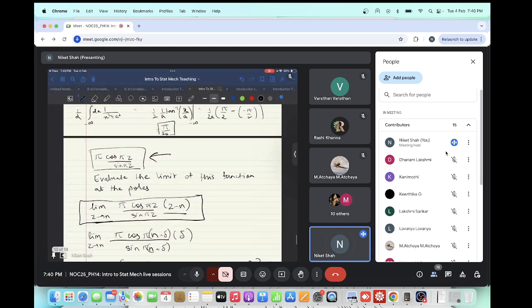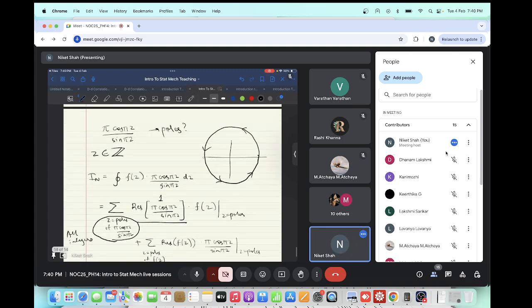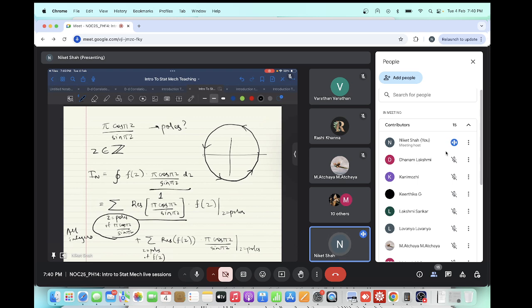Now to evaluate the summation, I will multiply this complicated function, pi cos pi z upon sin pi z, with my function f of z. I will multiply these both and evaluate the contour integral. When I use the residue theorem to evaluate this contour integral, I have to evaluate the residues at the poles of the entire function.